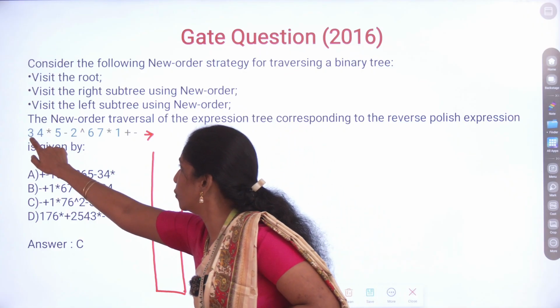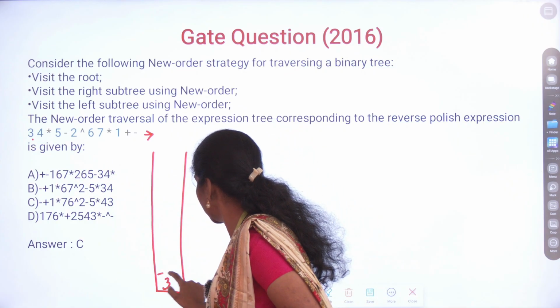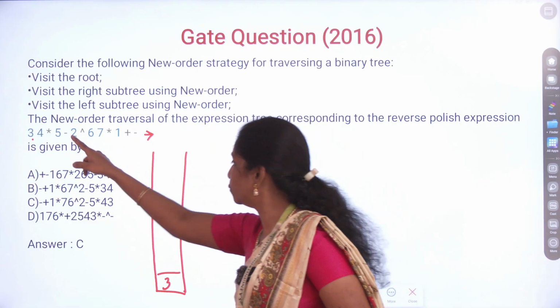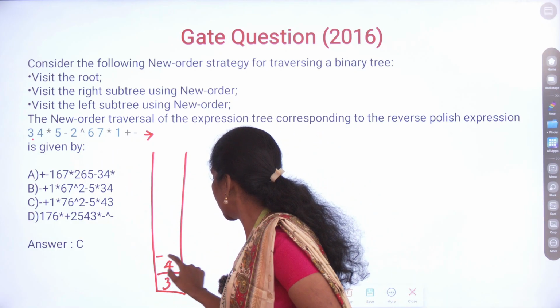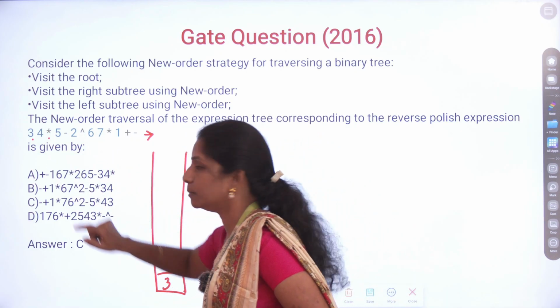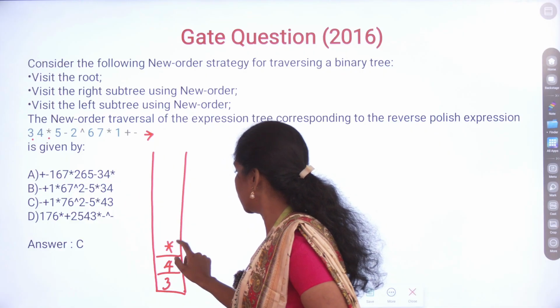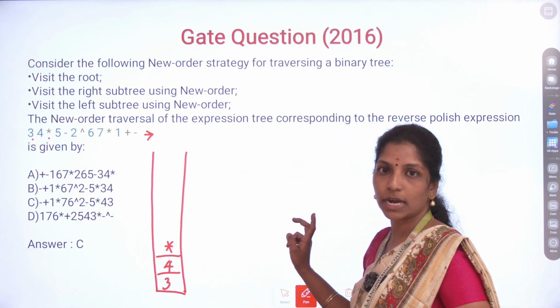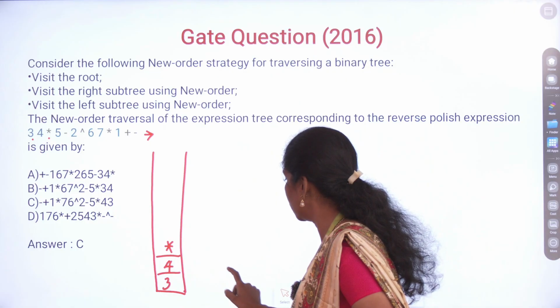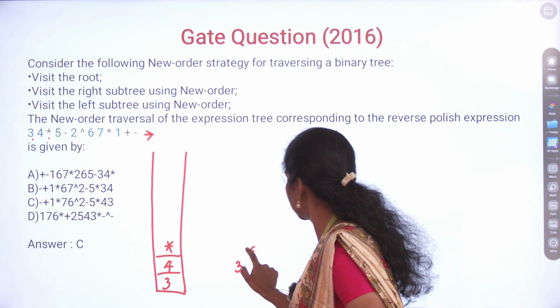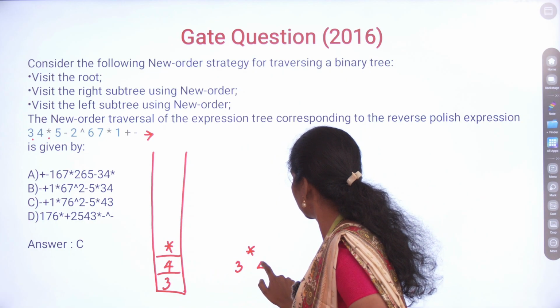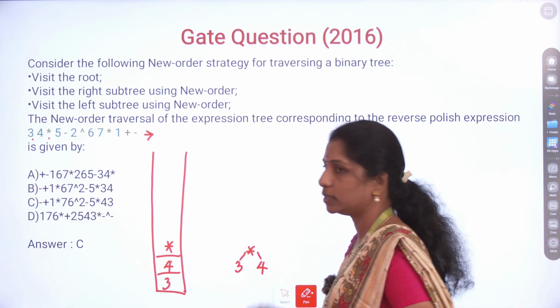So the first value we are going to push here is 3, and after 3 we are going to push 4. Then after 4 you have a symbol, the multiplication symbol, star. So after getting this we have to start drawing a tree. So 3 into 4. So this forms a tree.